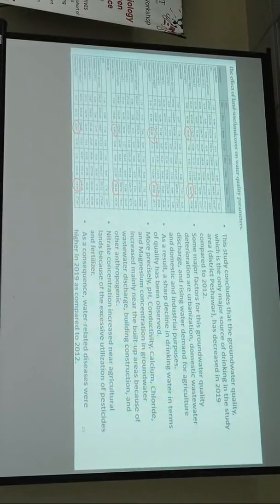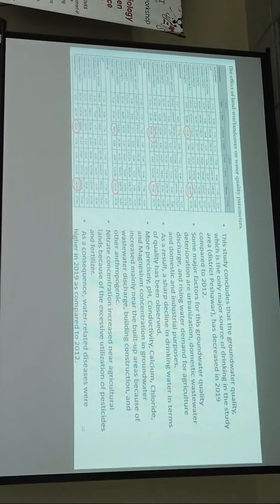So the effect of land use land cover change on water quality. If you look at the nitrate in the agricultural areas, it has increased quite a bit, from 18 ppm, let's say, to 84 ppm. It is the same case with the rangeland and the other land use land cover areas.